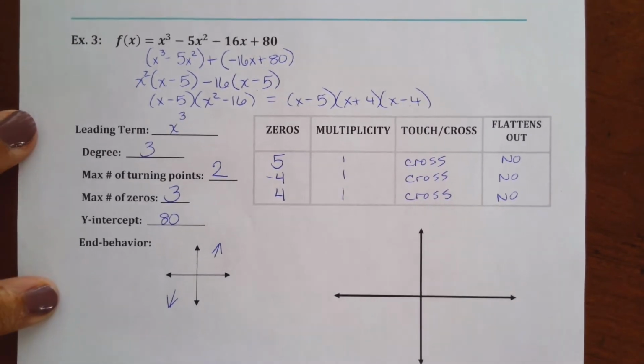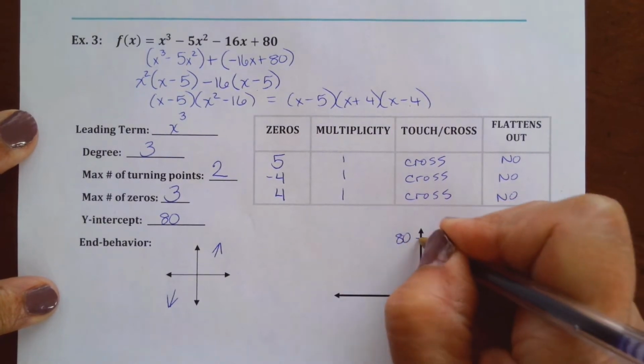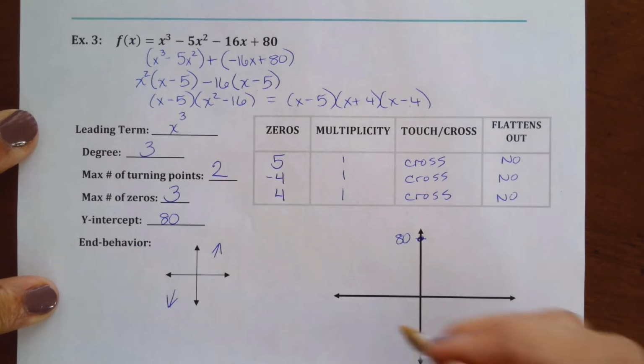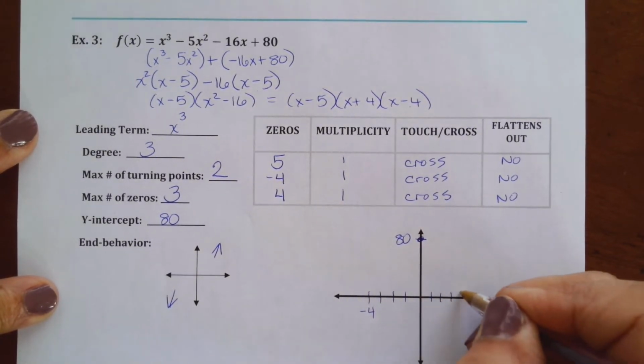All right, so we're ready to graph. Now, our y-intercept is still crazy up here at 80. It wasn't 800, but it's still 80. And then we're going to do negative 4. Okay, and then 4 and 5.